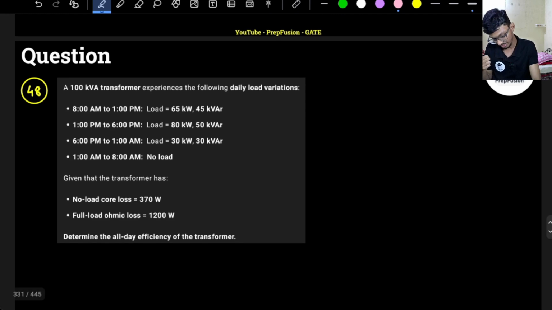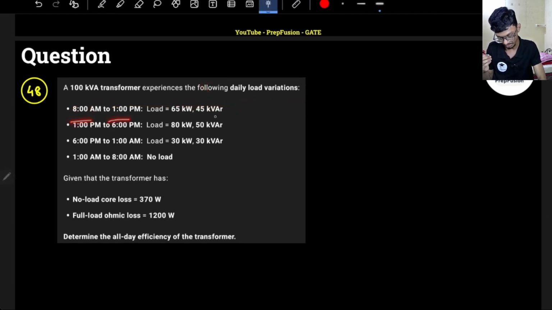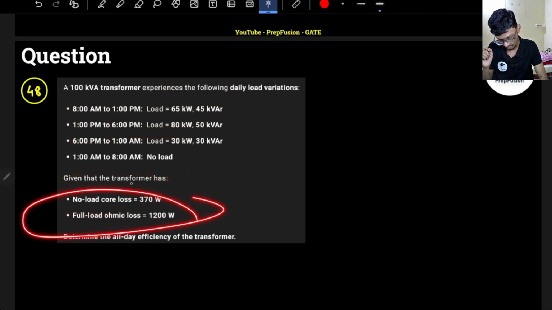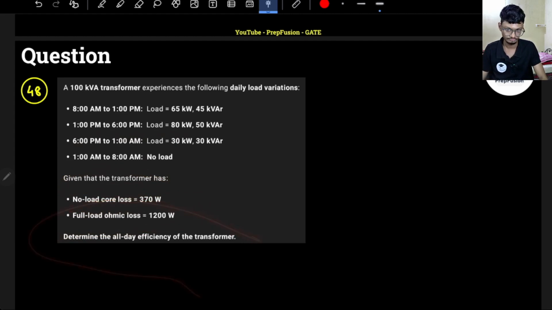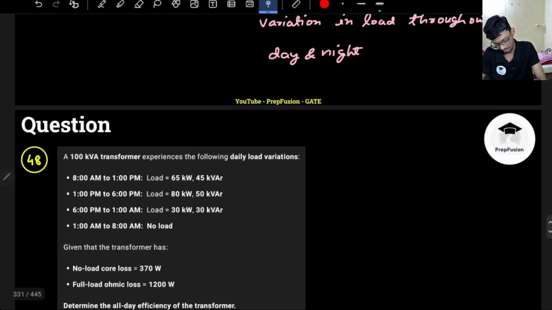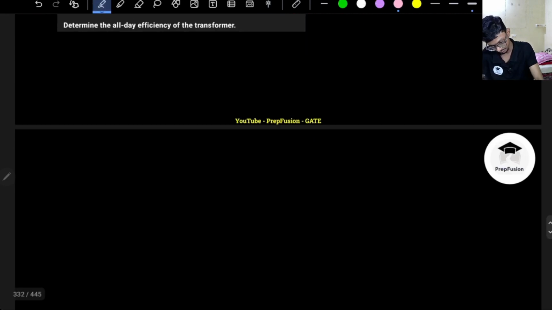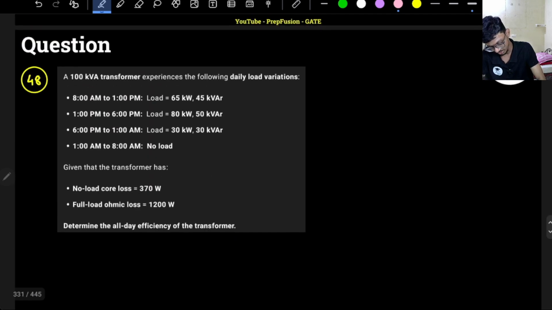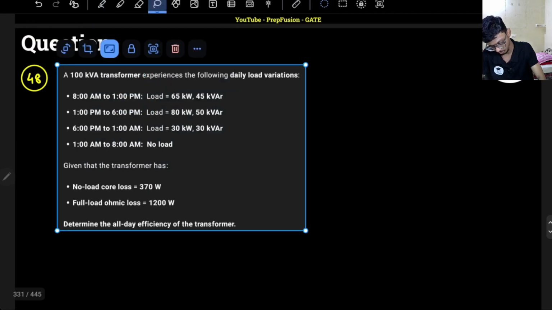Here we have a 100 kVA transformer which experiences the following daily load variations: 8 a.m. to 1 p.m. this is the load, this is the load, this is the load. Given that the transformer has this no load core loss and this full load ohmic loss, determine the all day efficiency. So I can easily find out the all day efficiency, right. What will be the all day efficiency? So I will copy this load variation.